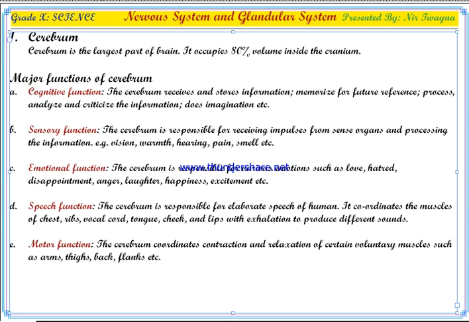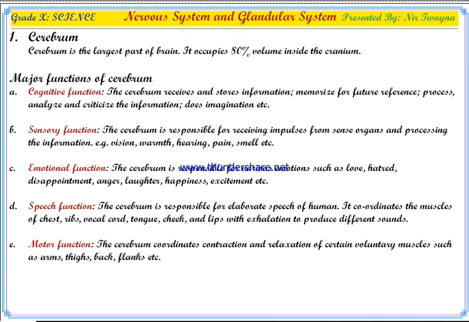Speech function. Let's read it. The cerebrum is responsible for elaborate speech of humans. It coordinates the muscles of the chest, ribs, vocal cord, tongue, cheek, and lips with exhalation to produce different sounds. Just notice when you are speaking, your lungs are throwing air outside. Try to speak with inhalation. You cannot do that. You can speak only with exhalation. That's why if you speak for a long time, you feel fatigue in your chest. You feel out of breath.